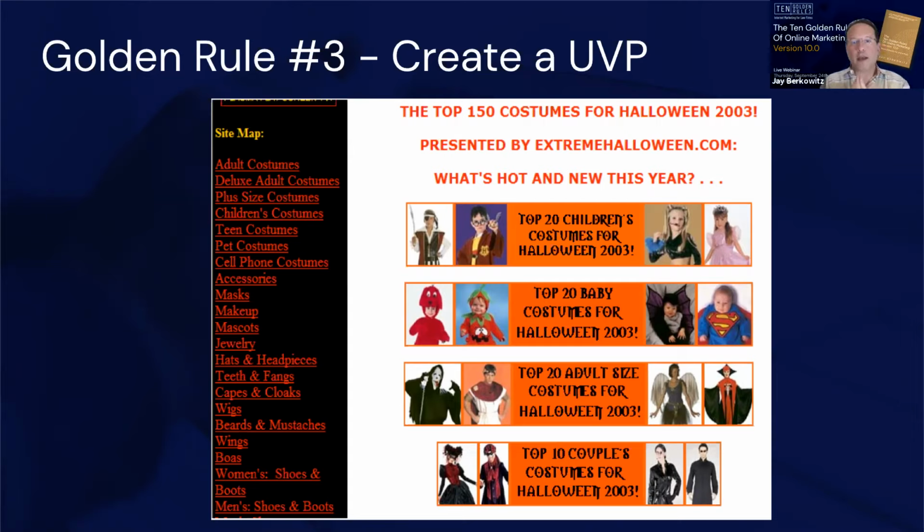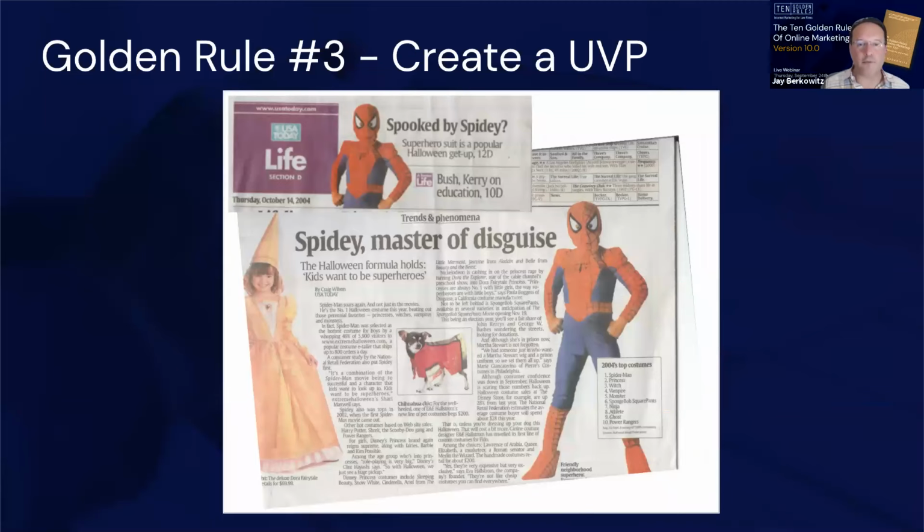So there's no one kind of UVP. This is a strategy. It's a philosophy, like all of these rules, right? The concept of a unique value proposition is to get people to engage with the website at a higher level.